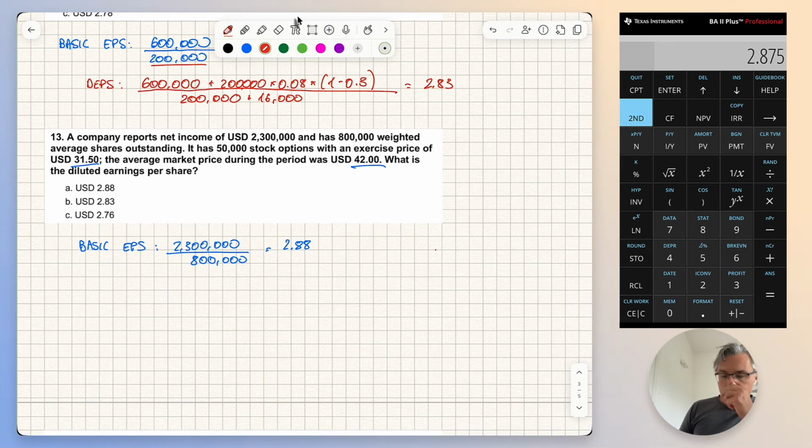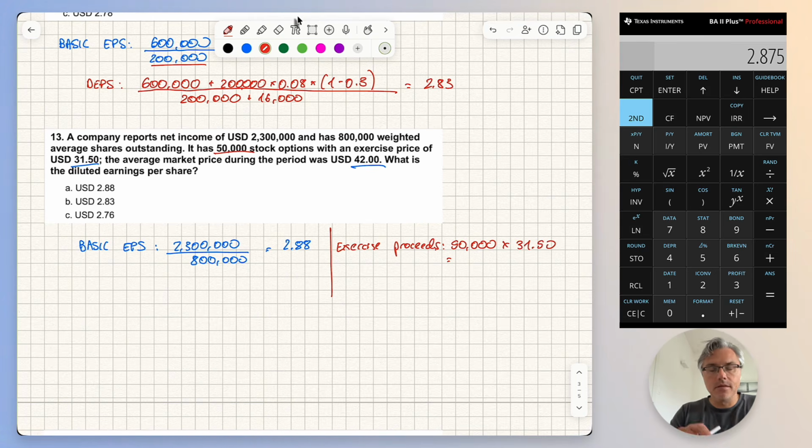For the purposes of computing DEPS, you have to follow the Treasury stock method. So you have to start off with the computation of the exercise proceeds. How much money would the company receive if the options were exercised? How many options do we have? 50,000 stock options with an exercise price, each one, of 31.50.